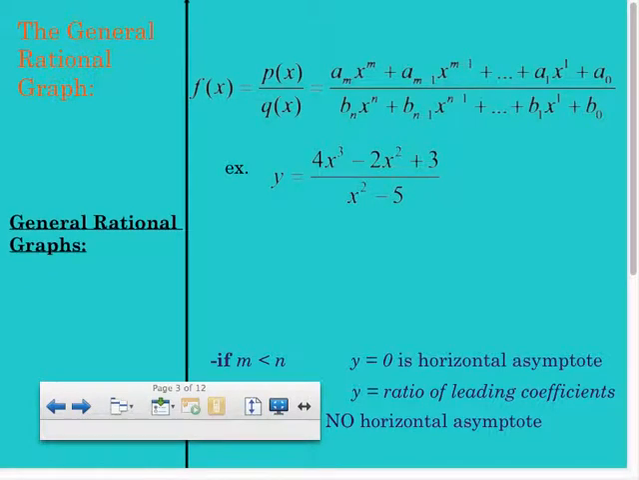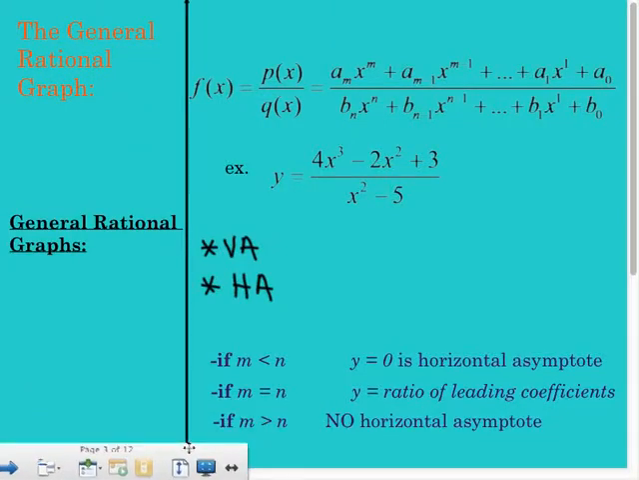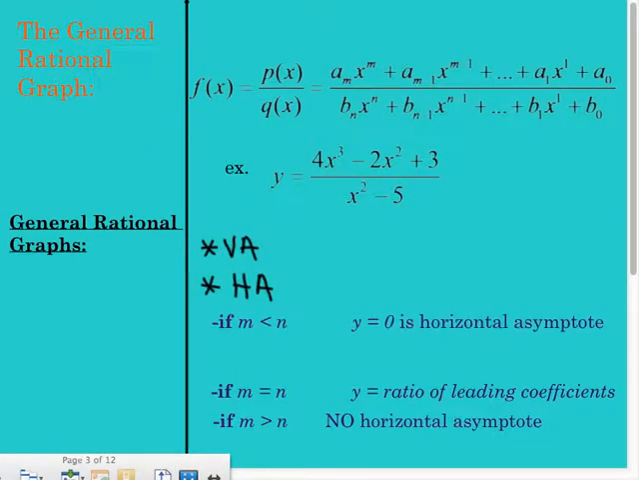So general rational function graphs must have a vertical asymptote. And you should have in your notes from Tuesday how we find that. They must have a horizontal asymptote. We have kind of 3 criteria that we look at to be able to tell what horizontal asymptote you're going to have. Notice we have m and n here.